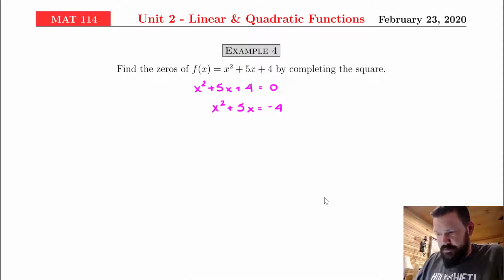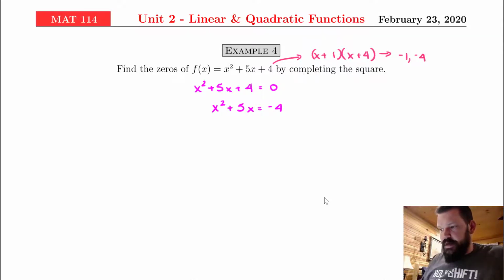I'm going to take a little side trip here. We know that this is going to factor into x plus 1, x plus 4, which means our zeros are negative 1 and negative 4. So completing the square, if we get something different, then we've done something wrong.